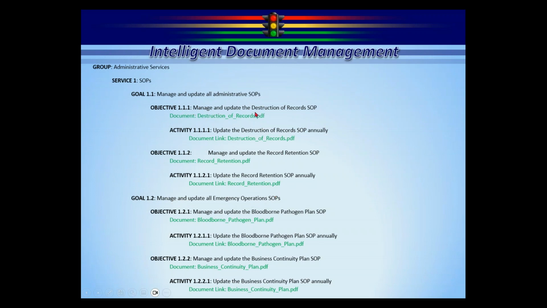Under the objective of manage and update the destruction of records SOP, you've got that document attached to it. You put an activity under there that says manage that SOP annually. You link back to that document, and then you build an activity in there that says we're going to do this annually. So you set it for an annual cycle, and then you set the timeline, which says percent to yellow. So maybe you set it for 80%. When it gets to 80%, the light turns yellow. It notifies the person who's designated as that activity lead to go in and start doing the update. So it just helps you to control things like specific documents and things like that.